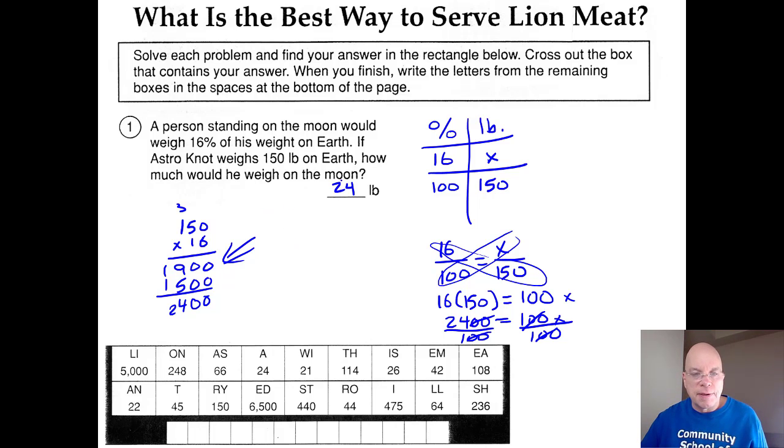Now, I don't want to miss the opportunity to think about whether this answer is reasonable. A person standing on the moon would weigh 16% of his weight on Earth. That's a little less than a fifth. So a fifth of his weight would be 30 pounds. 24 pounds is a little less than 30. This seems very reasonable, this answer. And the way the puzzle works is you cross out the 24. We're not going to answer the riddle until we've crossed out all the correct answers.